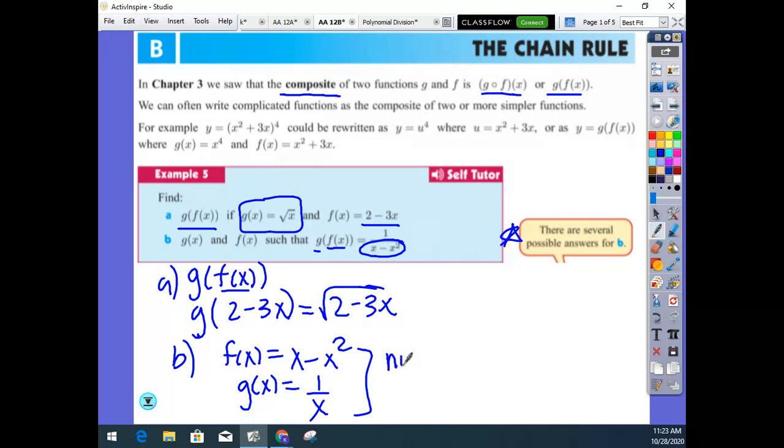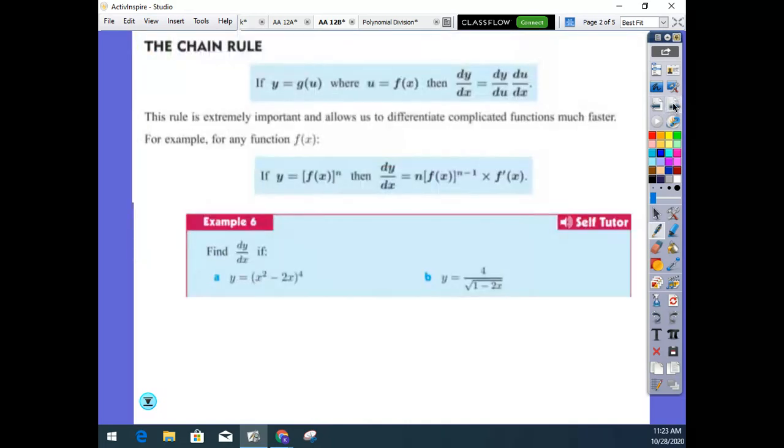This is not critical. So if this doesn't really make a lot of sense, don't worry too much about this. This page is very critical.